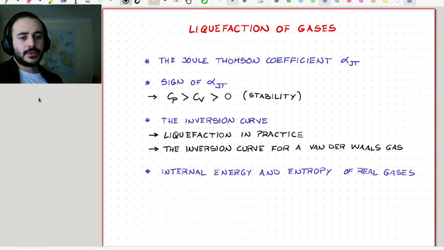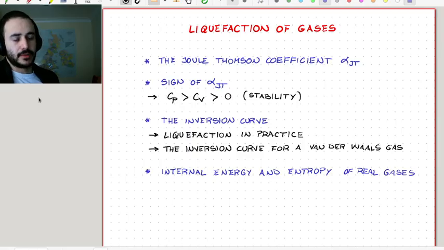So using arguments of stability and using, say, if you want, invoking the Clausius theorem, or the principle of maximum entropy, if you like, we are going to be able to show that the heat capacity at constant volume is always positive, and that the heat capacity at constant pressure is always larger than the heat capacity at constant volume. Okay, so this is completely general for any thermodynamic system which is in a stable equilibrium state.